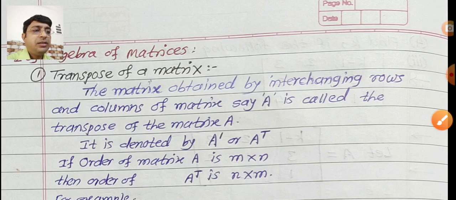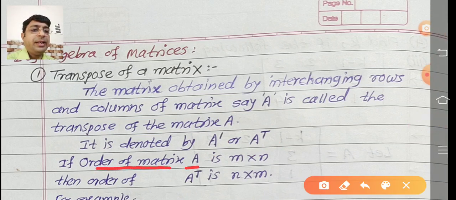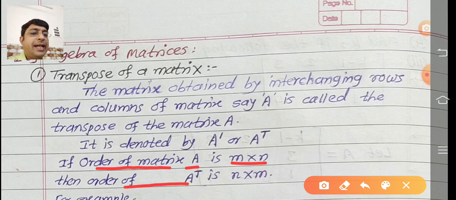Now the order of matrix A is m by n. Then after interchanging the rows and columns, we get the transpose of matrix A. So the order of the transpose of matrix A is n by m.